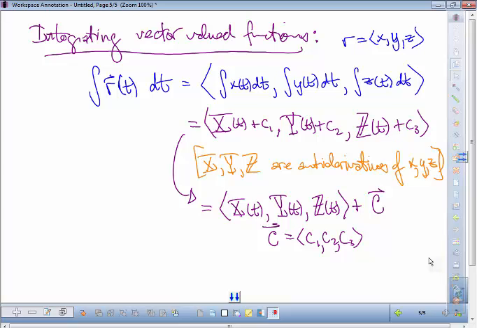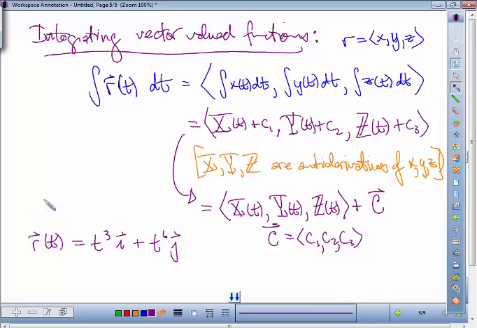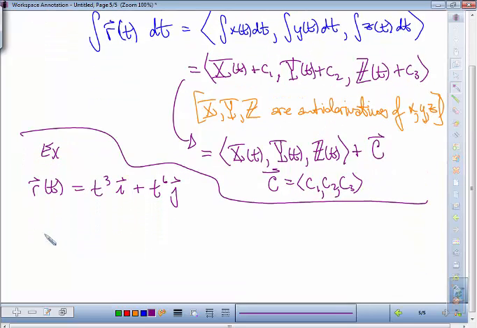Oh, there is an example I wanted to do. I'll do it in a minute. Anyways, just as an example of an antiderivative, let's take this problem that we were working on earlier, and let's find the integral of that. So the integral of r of t in this case.